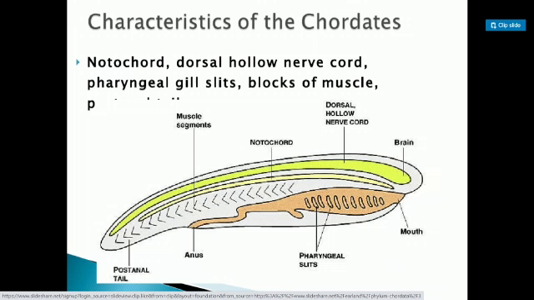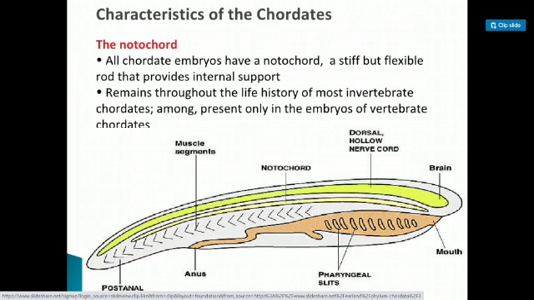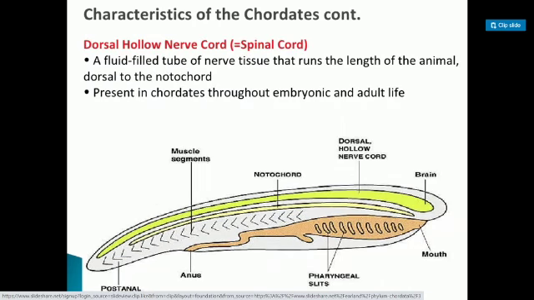So students, here you're watching all these 4 characters which are the main features of the chordates. In the figure you are watching the presence of the notochord, the dorsal hollow nerve cord, pharyngeal gill slits, and the blocks of the muscles. Now we will see the details of the notochord. All chordate embryos have a notochord, a stiff but flexible rod that provides internal support, remains throughout the life history of most invertebrate chordates, and among vertebrate chordates is present only in the embryos.